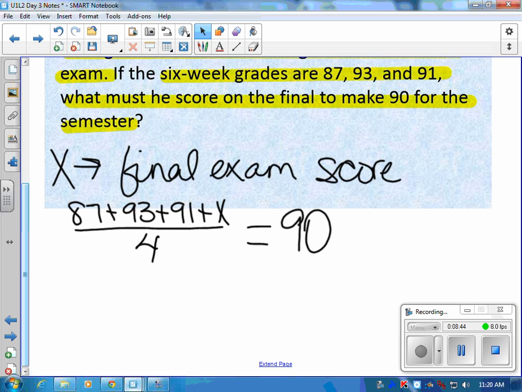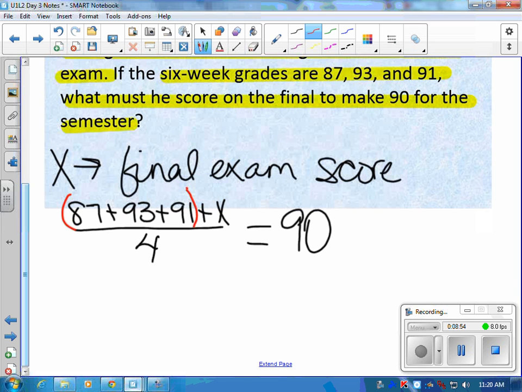What's going to be my next step in this problem? Zach? Okay, and what can I simplify? I can combine these like terms. I need to simplify the numerator as much as I possibly can, so I can combine these 3 terms together. Do you have a number? 271. So now I have 271 plus x. I'm still just adding that x to the end. So I combine my like terms together.